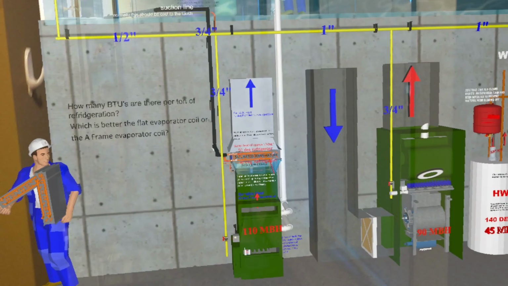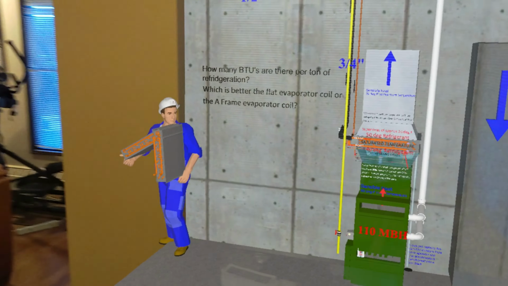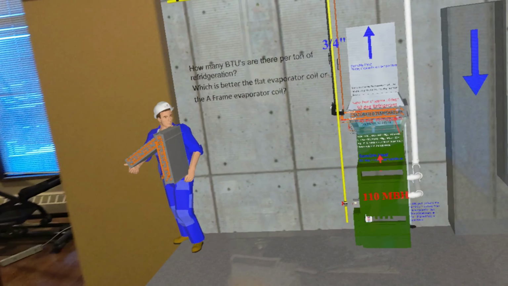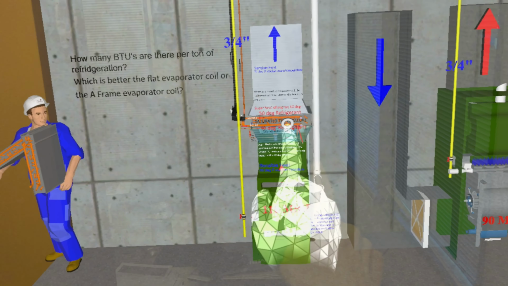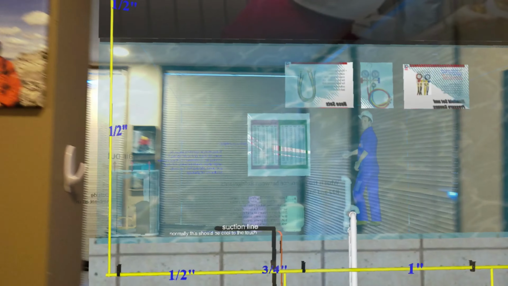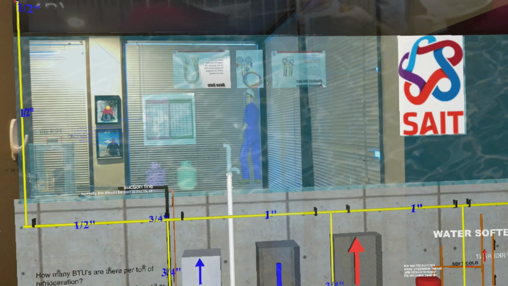We'll go over it in more detail later, and we'll probably talk about the A-frame coil compared to the flat coil and the new N coil they have. So that's it for today, and we'll see you in the next video.